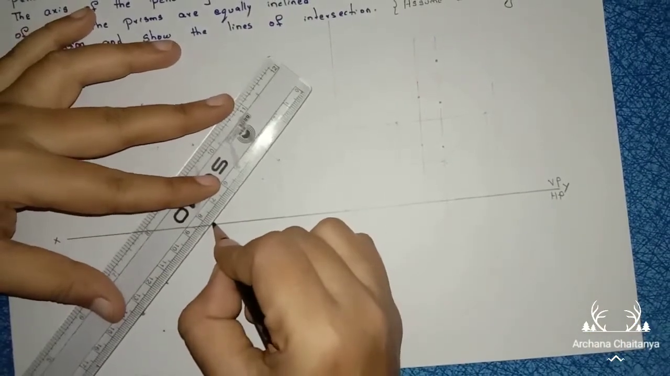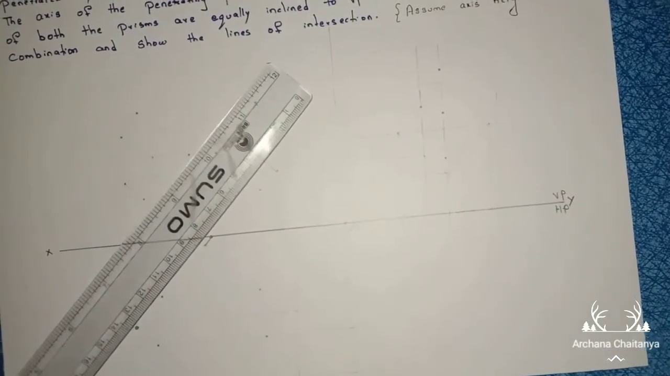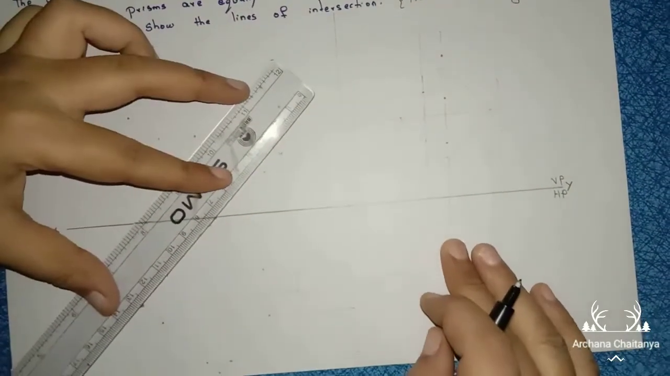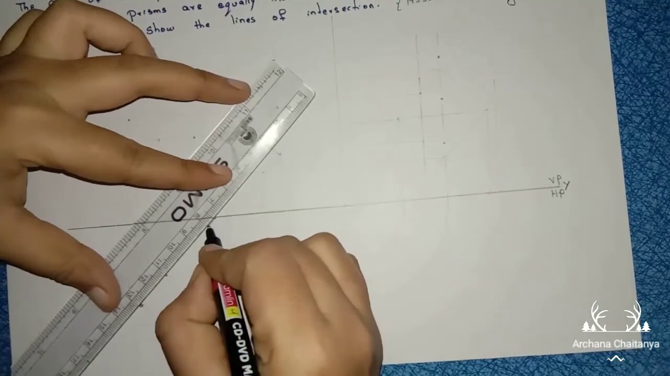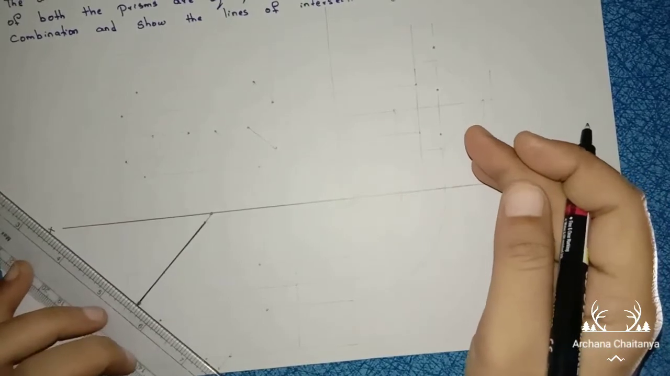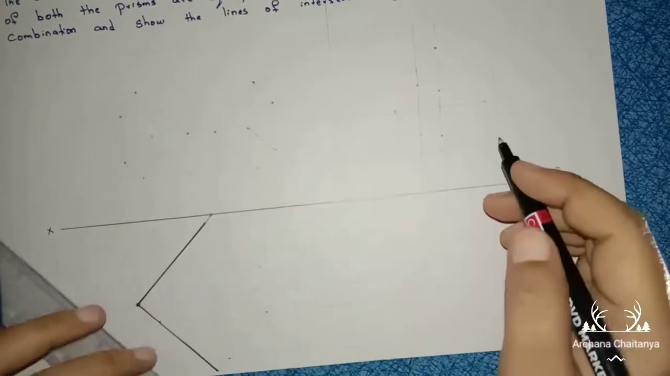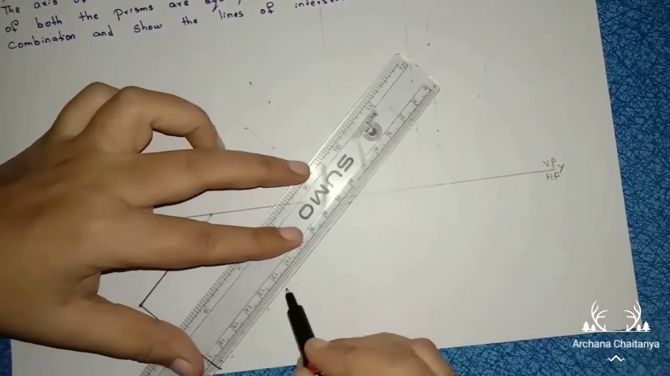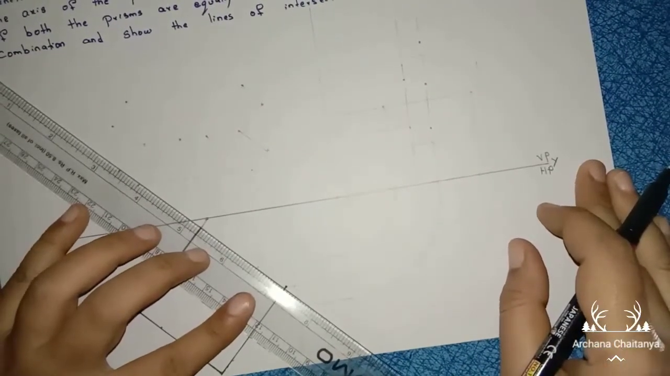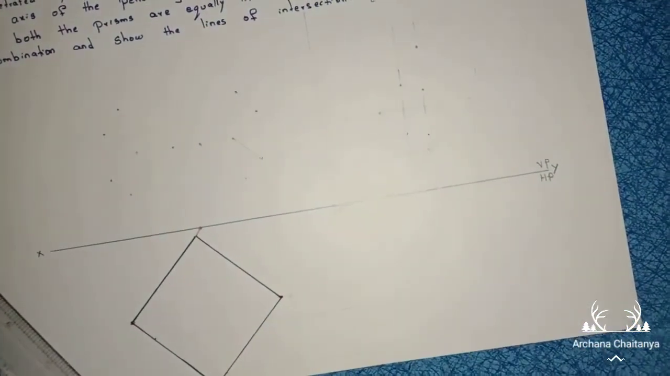Leave a 5 mm gap. Now you should construct the square which is equal to 50 mm. The length of the square is 50 mm. So construct the square of 50 mm at 45 degrees. Place your protractor here, mark 90 degrees, length 50 mm. Again place your protractor here, mark 90 degrees, length 50 mm, and join this one. Construct the square which is equally inclined to VP.